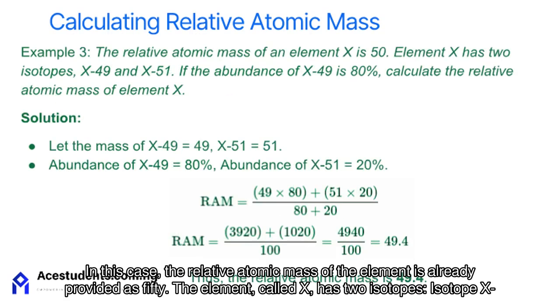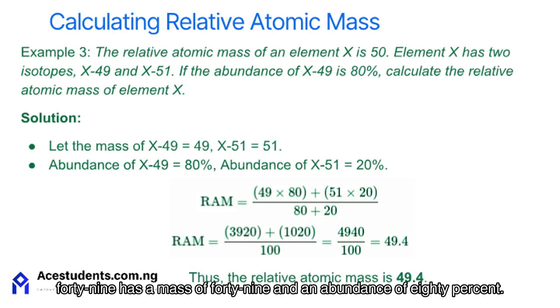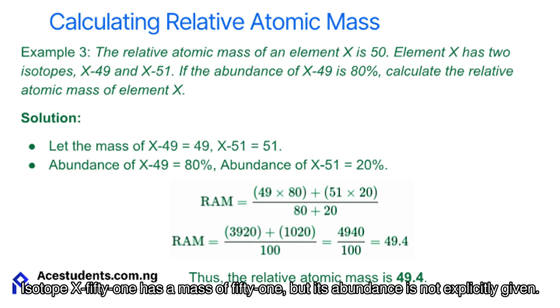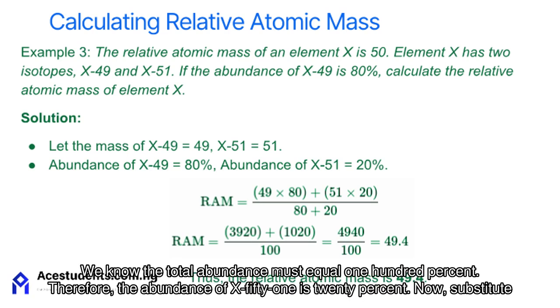In this case, the relative atomic mass of the element is already provided as 50. The element, called X, has 2 isotopes. Isotope X-49 has a mass of 49 and an abundance of 80%. Isotope X-51 has a mass of 51, but its abundance is not explicitly given. We know the total abundance must equal 100%. Therefore, the abundance of X-51 is 20%.